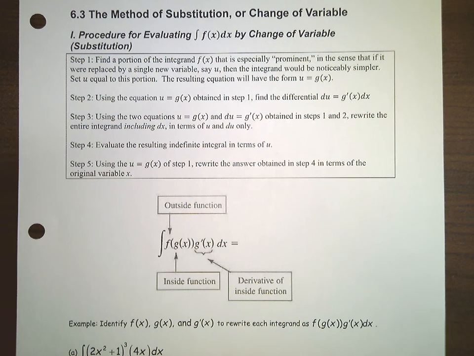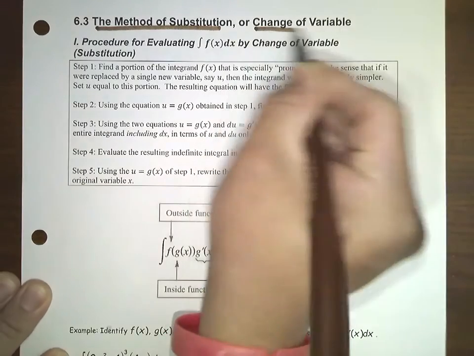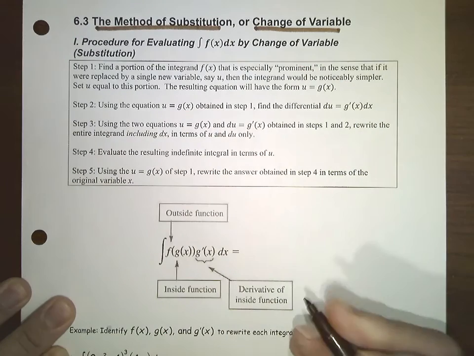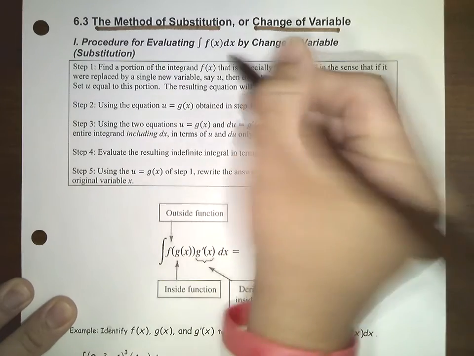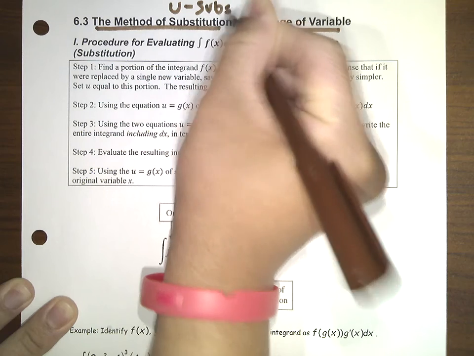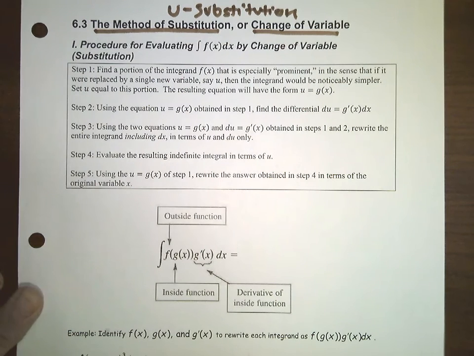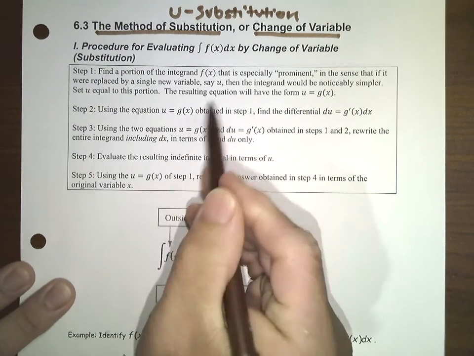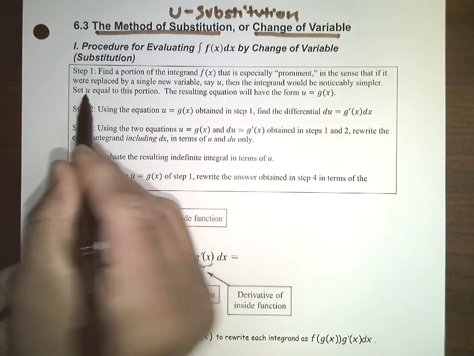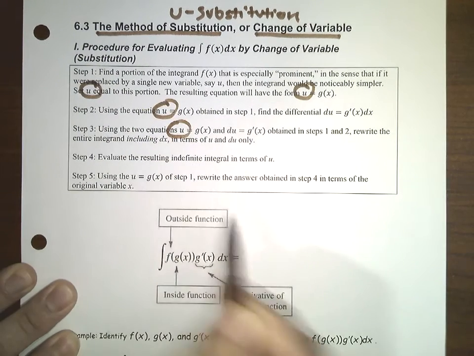All right, so this section is on the method of substitution or change of variables. Usually what we do is just call this a u-substitution. I don't know too much about the history of why it ended up being called u, but u is usually the letter that is used for the substitution. So you can see it here: u, u, u, u, u.